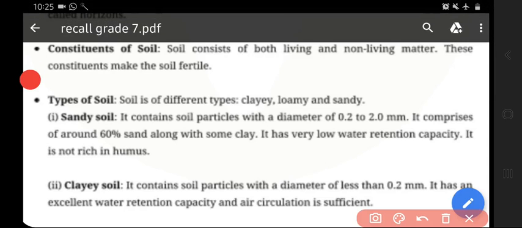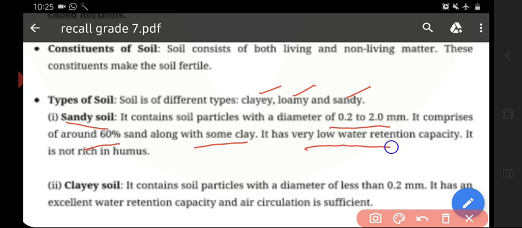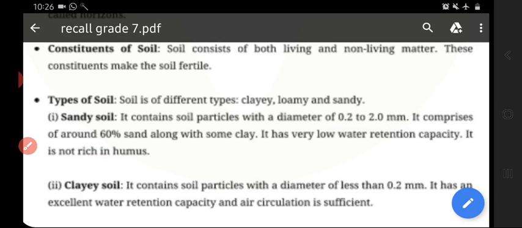Types of soil. Soil is of different types like clay, loam, and sandy. Sandy soil contains soil particles with a diameter of 0.2 to 2 mm. It comprises around 60% of sand along with some clay. It has very low water retention capacity and is not rich in humus. So it cannot hold the water, and it is also not rich in humus.